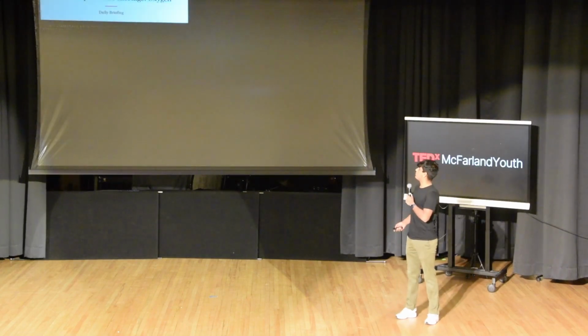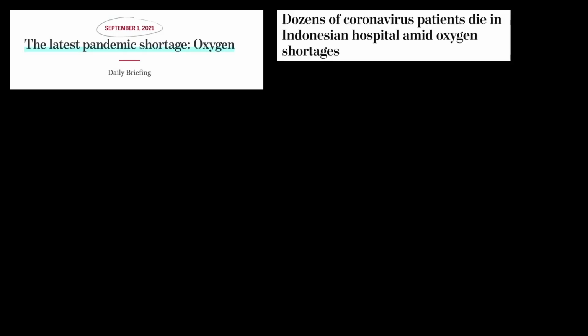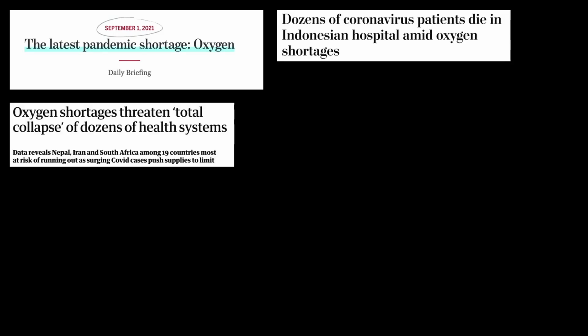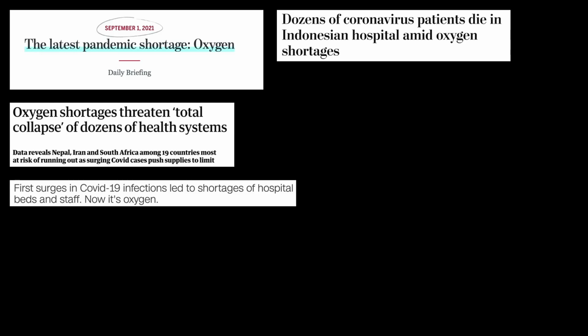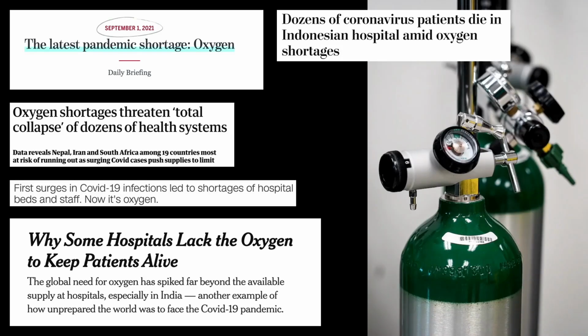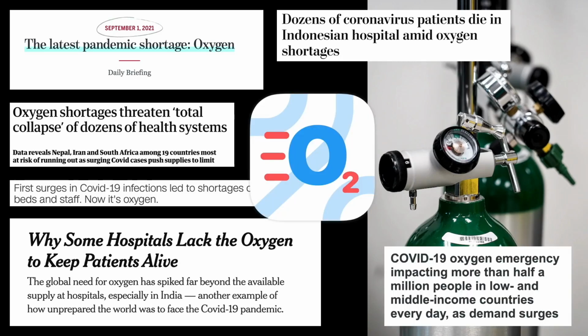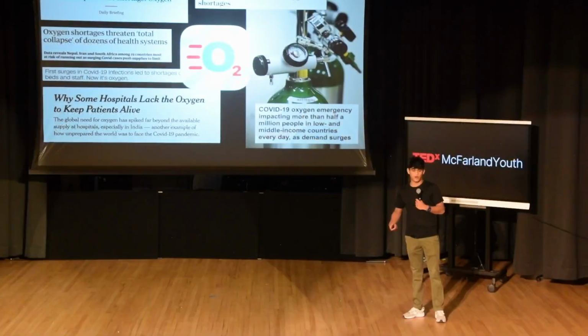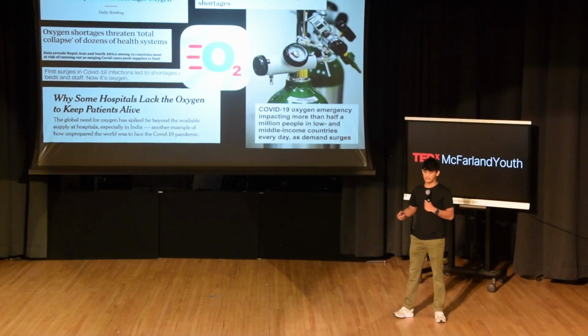If you see here, there's lots of headlines all around me. So this is how I narrowed it down. I kept seeing more and more headlines. More and more things like oxygen shortages threaten total collapse of dozens of health systems. Lots of news about oxygen shortages all over the world, which means hospitals couldn't treat patients who they had the beds to treat. They had the people to treat, but they couldn't offer them service. And that all came down to hospitals weren't receiving enough oxygen. They weren't able to deal with the oxygen they had.